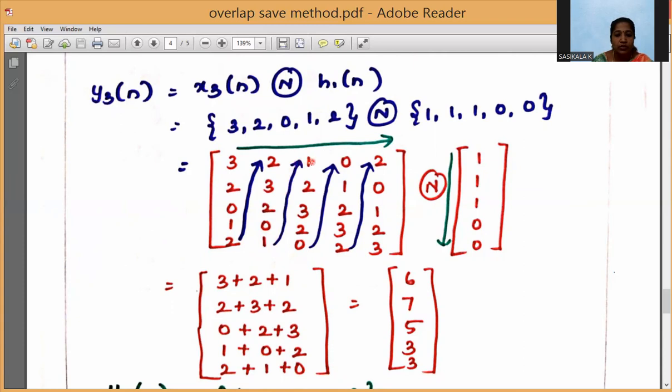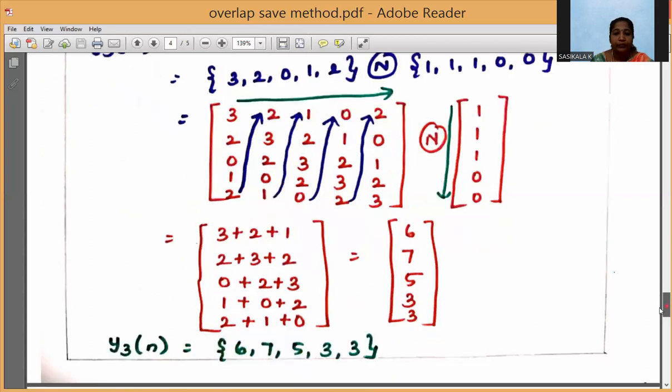This 2 goes here. So 2, 3, 2, 0, 1. And this one goes here. So 1, 2, 3, 2, 0. And this 0 goes to the next column's first element. So again 1, 2, 3, 2. Again 2 goes here. 0, 1, 2, 3. It is circularly convolved with 1, 1, 1, 0, 0.